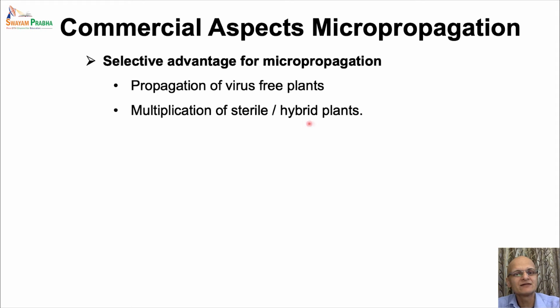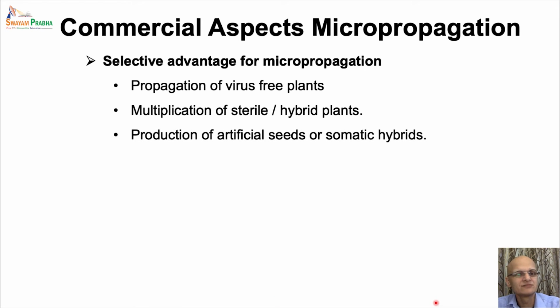Similarly, the high yielding hybrid plants with specific characters, maybe attractive color, maybe higher yield, maybe higher nutritive capacity, or some better odor type. If we want to propagate the clones of these hybrids, again, micropropagation can be very helpful.